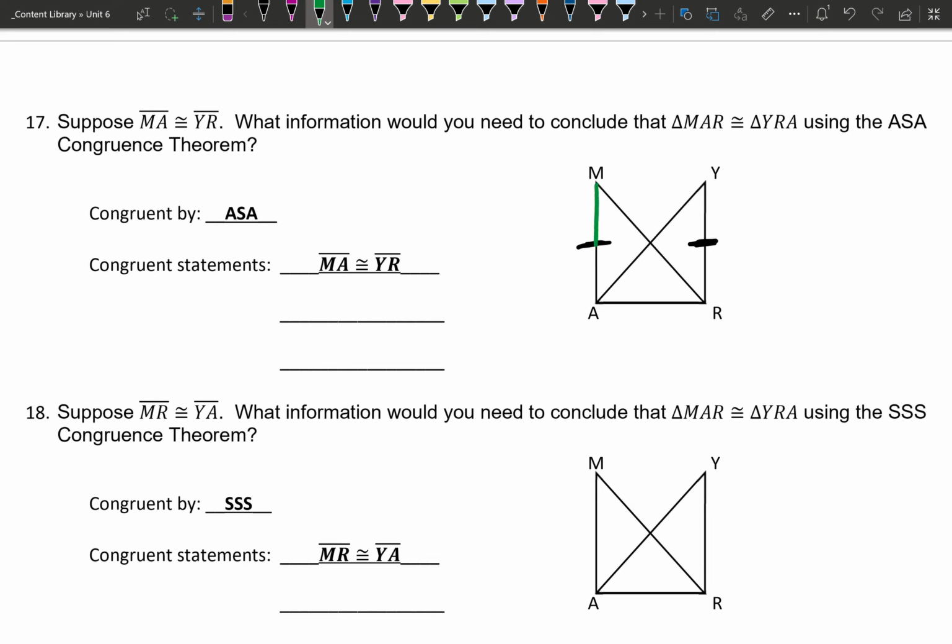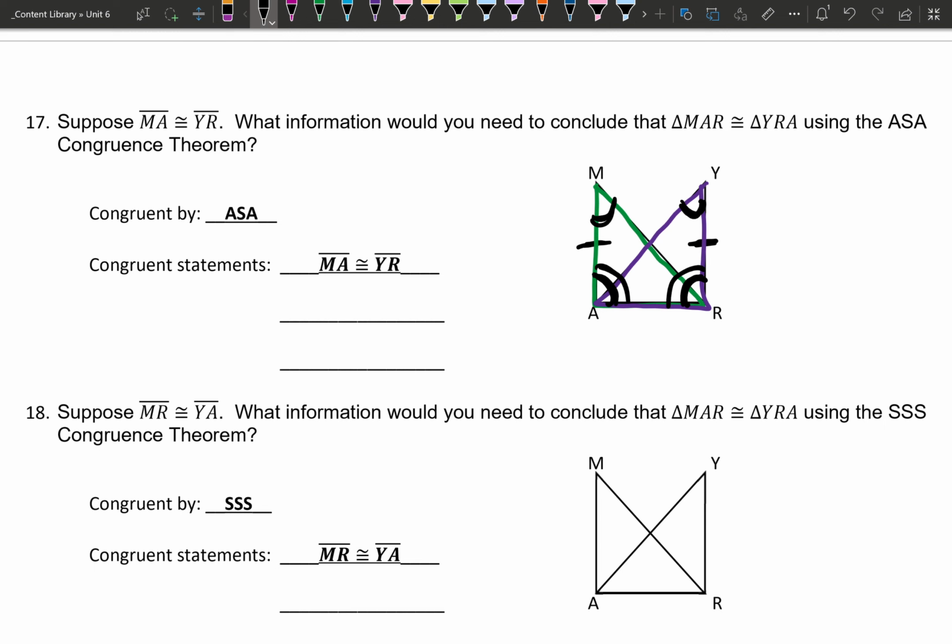And once again, I'm going to trace these triangles to make them easier to see, at least for myself. Maybe you have that kind of artistic mind and you can see it better. All right, I need two angles. Well, it looks like I need this angle, and then this one and that one.